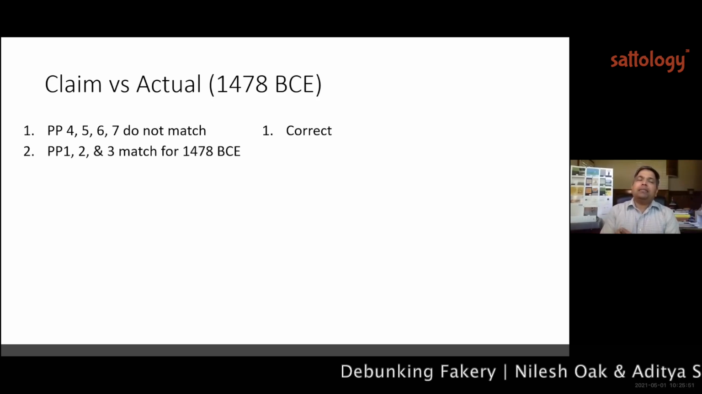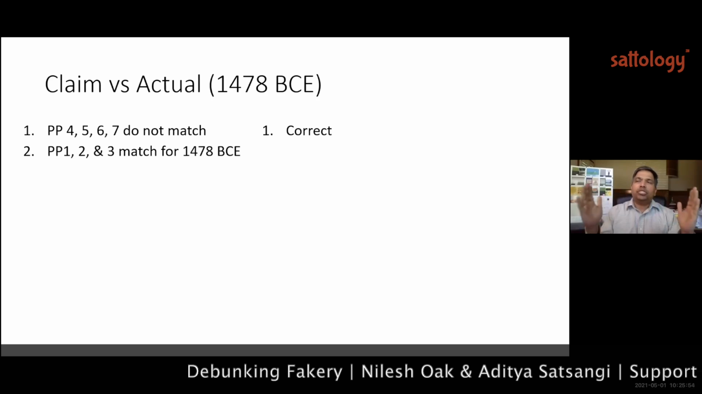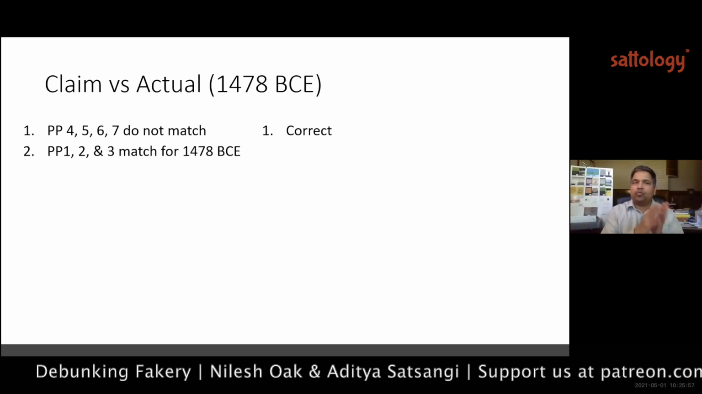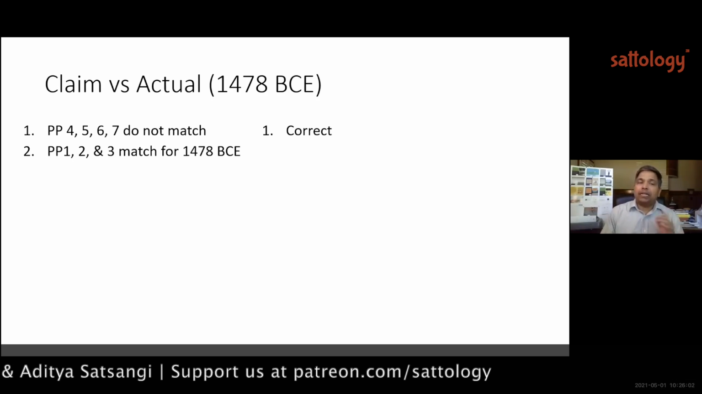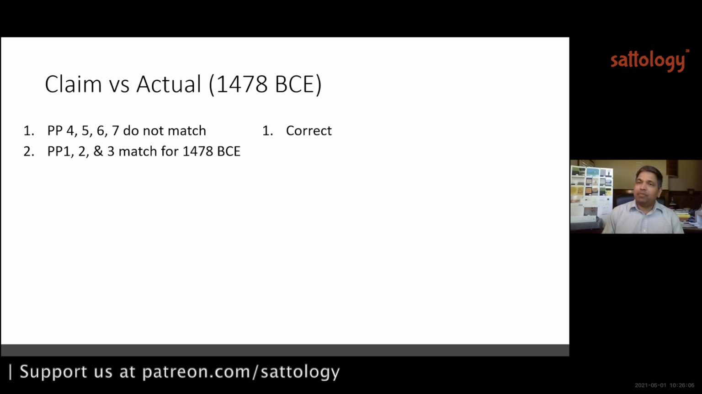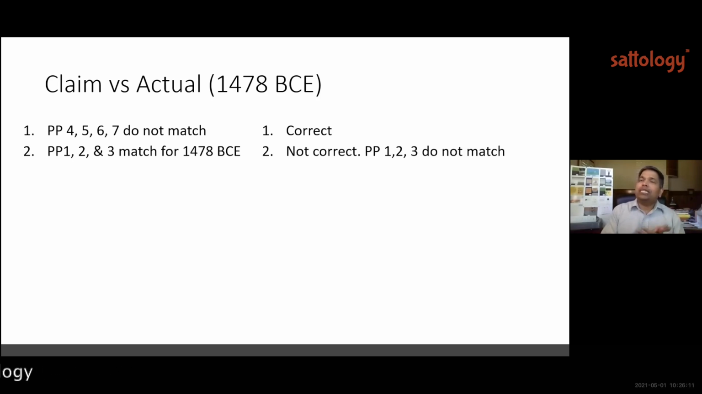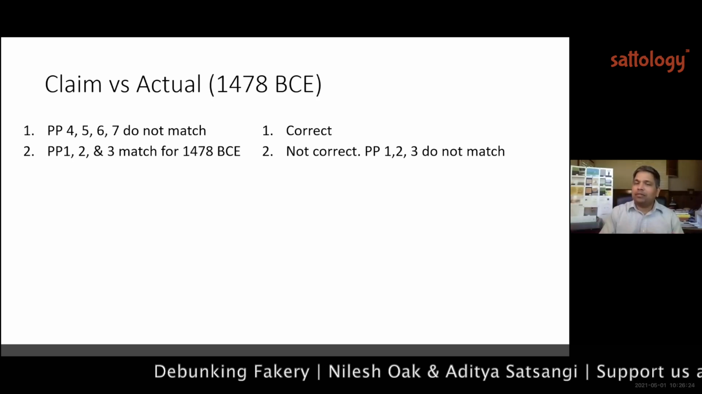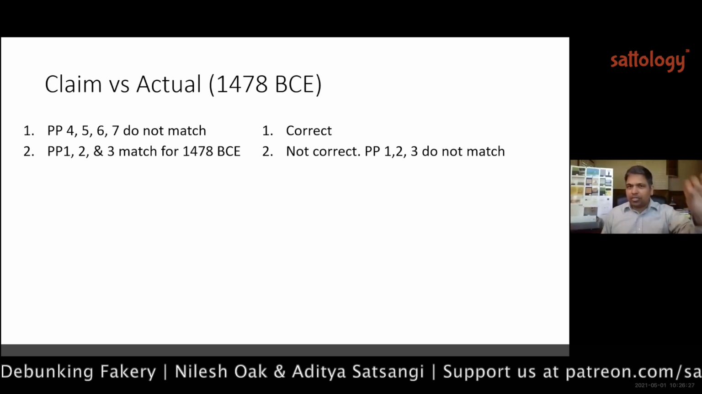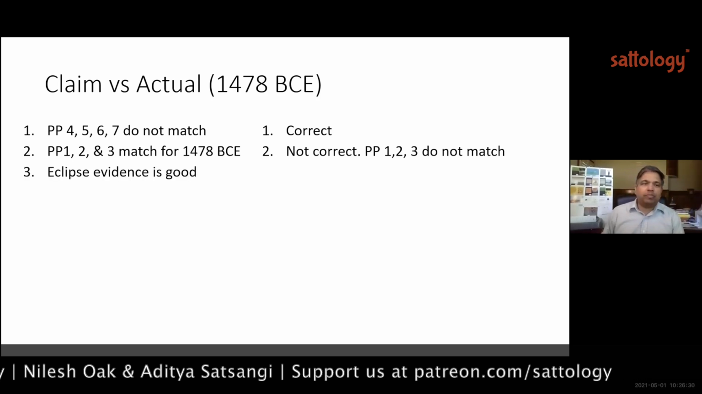Then he claimed that he created these planetary positions in 7 different buckets, and he called them planetary position 1, 2, and all the way through 7. He claims in his paper that planetary position 1, 2, and 3 match for 1478 BCE. If you go back to the first 3 episodes, what he's claiming is not correct. Actually, planetary position 1, 2, 3 do not match, which is to say not even a single planetary description from the Mahabharata text out of 35 plus planetary descriptions matches. Please stay with me. This is just a summary. We are going to get into exciting stuff in just a minute.